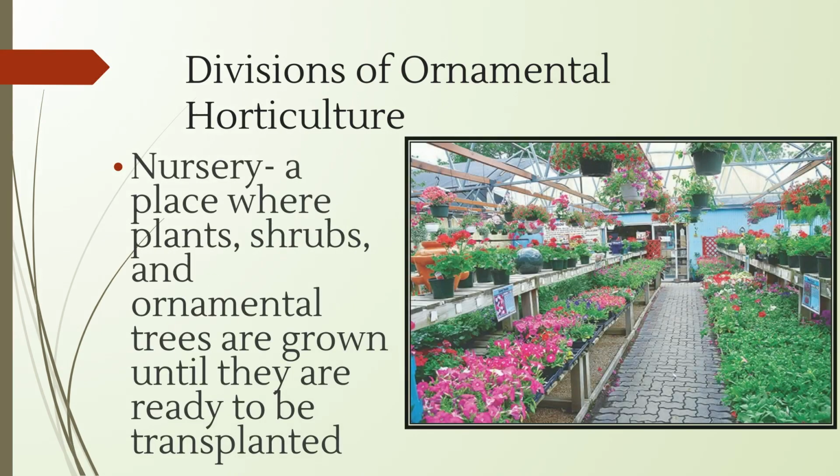All right, the next one is called a nursery. This is where the plants, shrubs, and ornamentals are grown until they're ready to be transported and transplanted. You're going to see a lot of trees growing in the ground in one area. That would be a nursery. That's where they planted them, grew them, cultivated them, and took care of them until somebody or some business comes in and buys them and is ready to plant them.